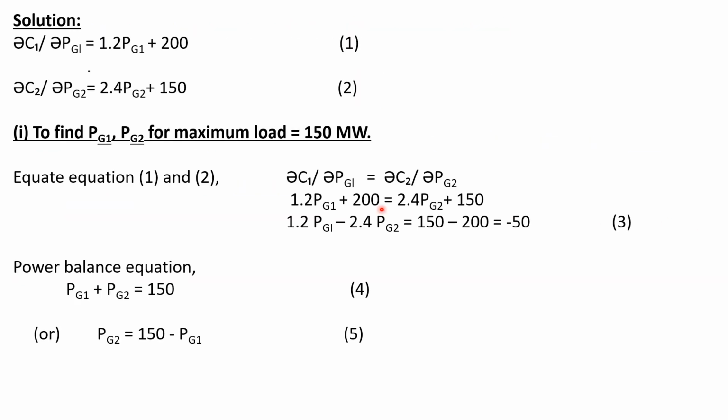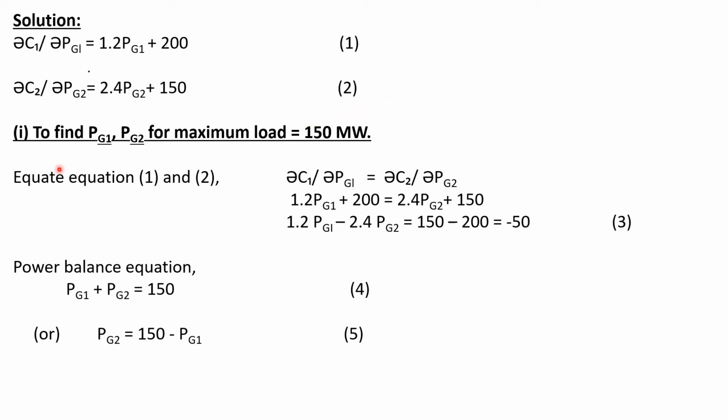So how to solve this: I have taken the lambda values for unit 1 and unit 2. Lambda is dou C1 with respect to dou Pg1. From the cost equation, my value is 1.2 Pg1 plus 200. This I have considered as equation 1. For unit 2, dou C2 divided by dou Pg2 is equal to 2.4 Pg2 plus 150. This is equation number 2.